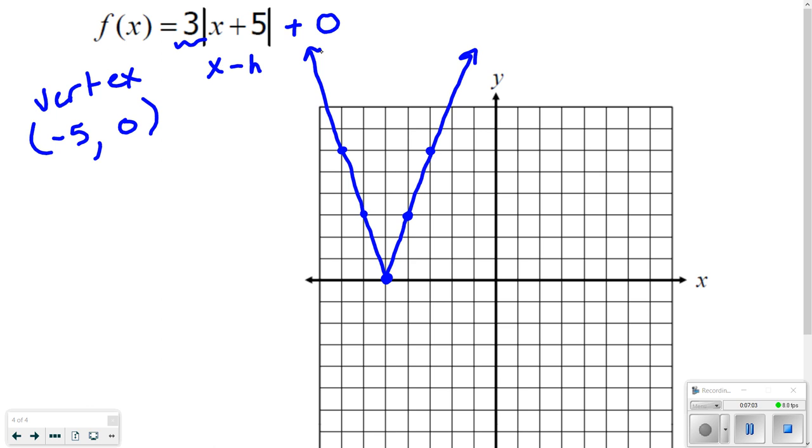So we were able to graph that really quickly without using a calculator, without making a table and generating points. We can just use the fact that vertex form gives us the vertex very quickly, and that a value gives us the slope of the right and the left side.